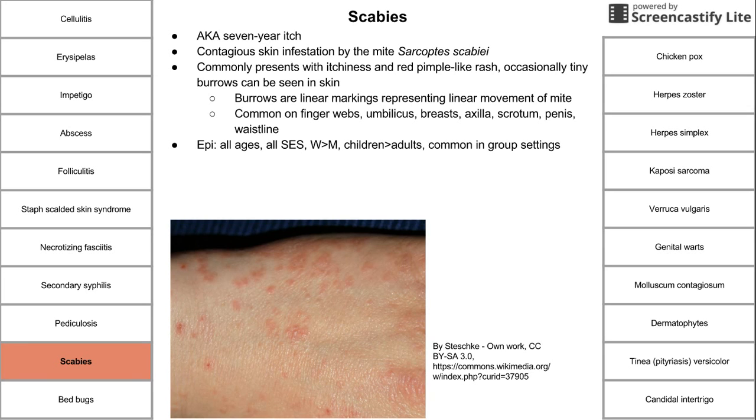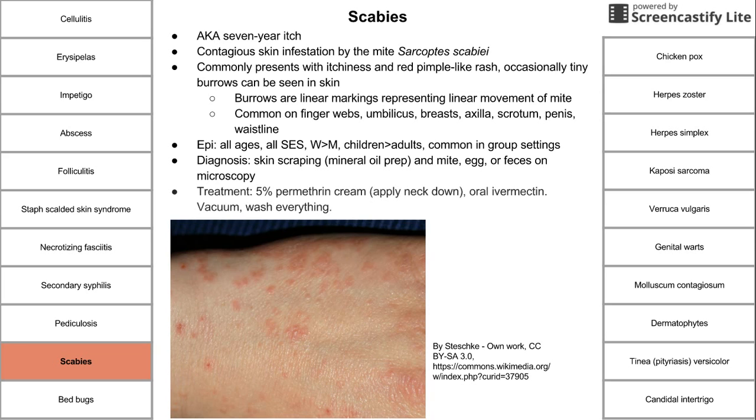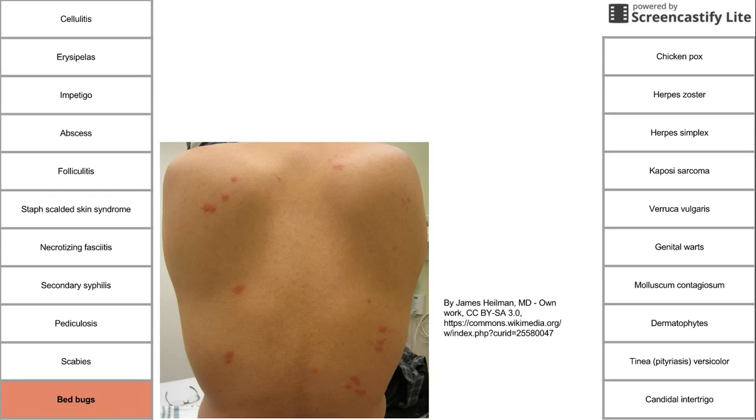All ages get scabies. All socioeconomic statuses also get scabies. Women get them more than men. Children get them more than adults, and they're common in group settings like dorms or retirement homes. Diagnosis for scabies is skin scraping. You could look at it under the microscope, do a mineral oil prep, and see mites, eggs, or feces under the microscope. You treat scabies similarly to lice. You use a permethrin cream that you want to apply from the neck down, the entire body from the neck down, also oral ivermectin, and wash and vacuum everything.